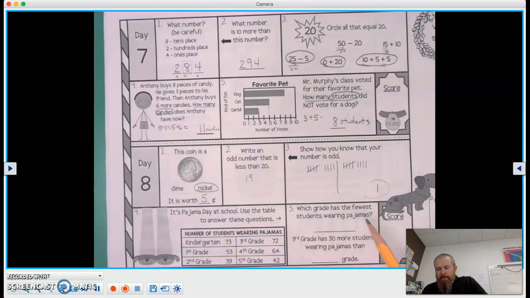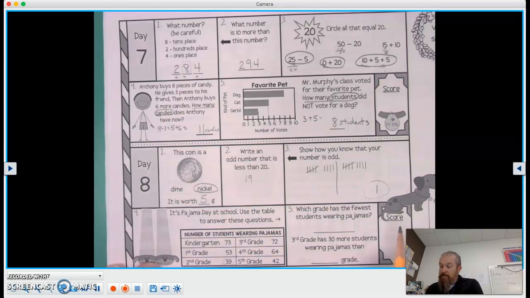So number 5 says, which grade has the fewest students wearing pajamas? Kindergarten, 1st, 2nd, 3rd, 4th, or 5th. It has to be the lowest one. The lowest number in this one is 39, which is 2nd grade.